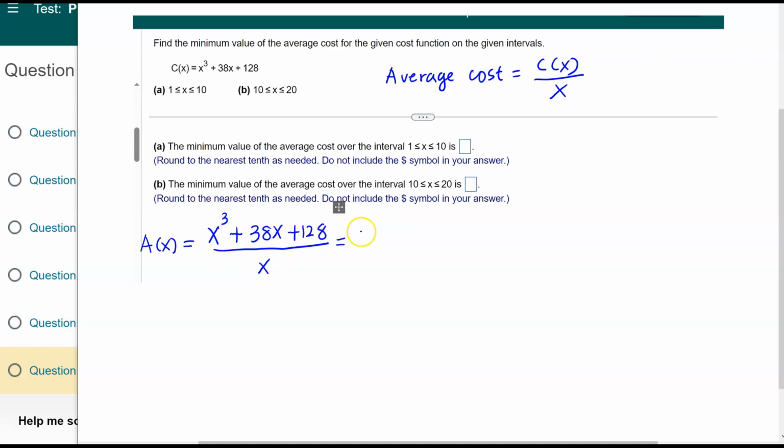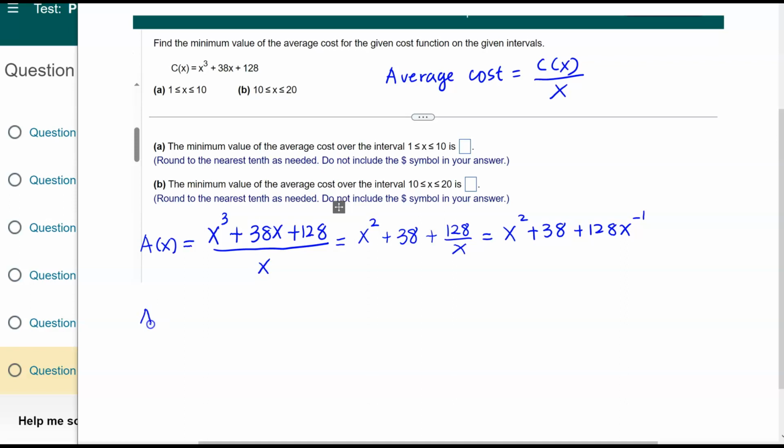So you have x squared, that is x cubed divided by x, and then 38x over x is equal to 38. Then 128 divided by x is just 128 over x. Then next is to differentiate that. But before we differentiate this, let's just write this in exponential form. So you copy x squared plus 38. Now 128 over x will be written as 128x to the negative 1.